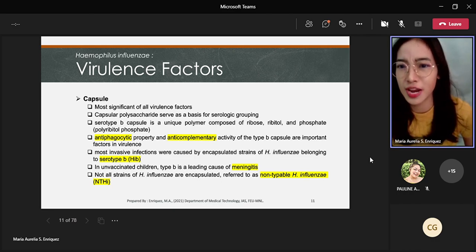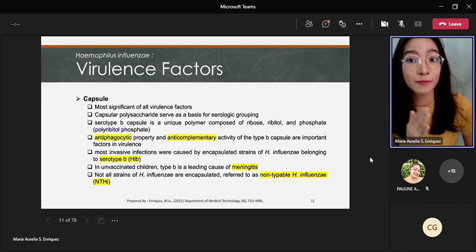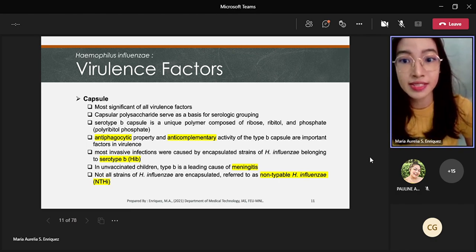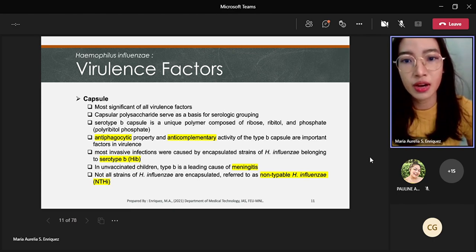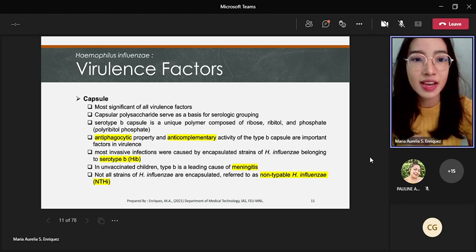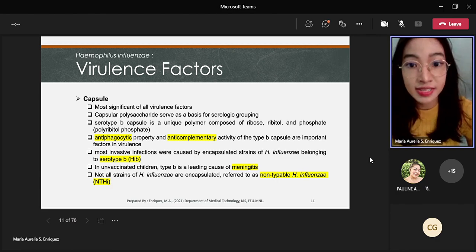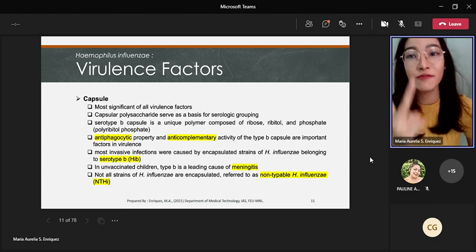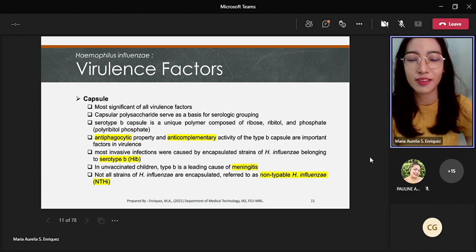Now, not all strains of Haemophilus influenzae are encapsulated, and without their capsule, they cannot be serotyped. Okay, so wala silang serologic group, and they would simply be referred to as the non-typable Haemophilus influenzae, or the NTHI. So, for short, yung Haemophilus influenzae serotype B po, this is otherwise known as the Hib. Hindi V, it's B. Okay, so Hib.